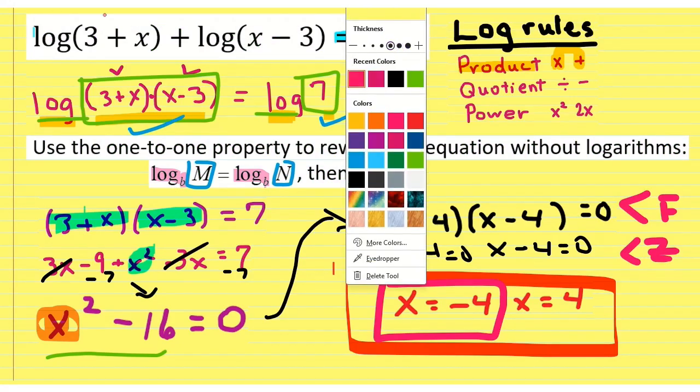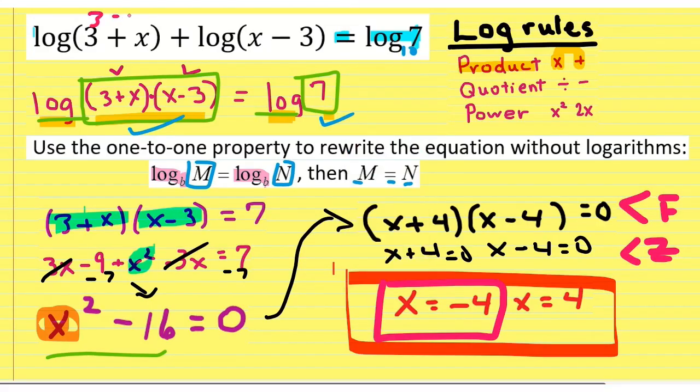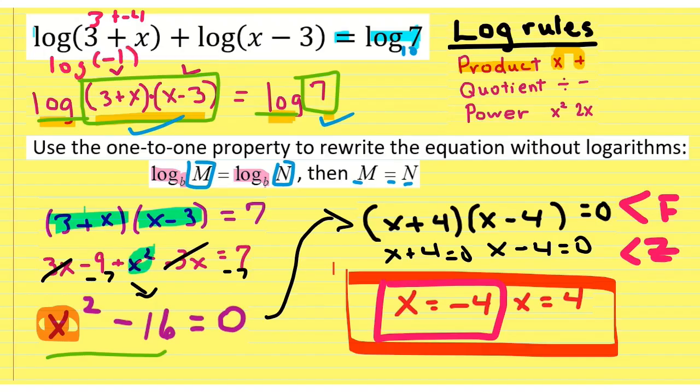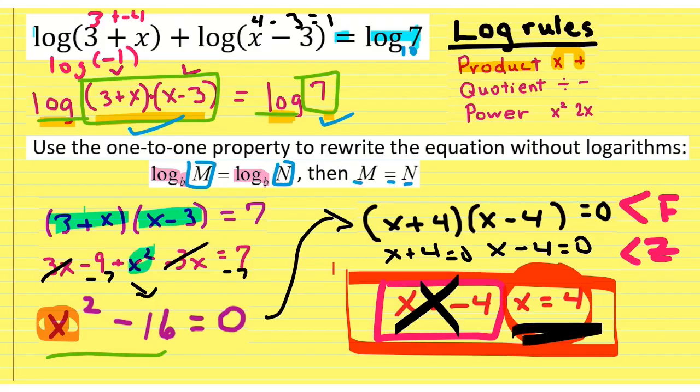Make it skinnier here. Okay, so if I do 3 plus a negative 4, that is going to turn into log of a negative 1. Well, that is a big no-no. So guess what? That means that we have to reject this answer, and our only valid answer is going to be the x equal to 4. Because 3 plus 4 is 7, and also if we put the 4 over here, 4 minus 3 still gives me a positive 1. So the only valid answer is x is equal to 4.